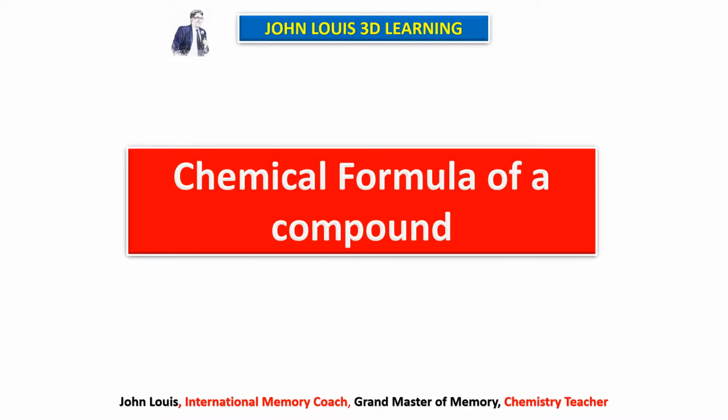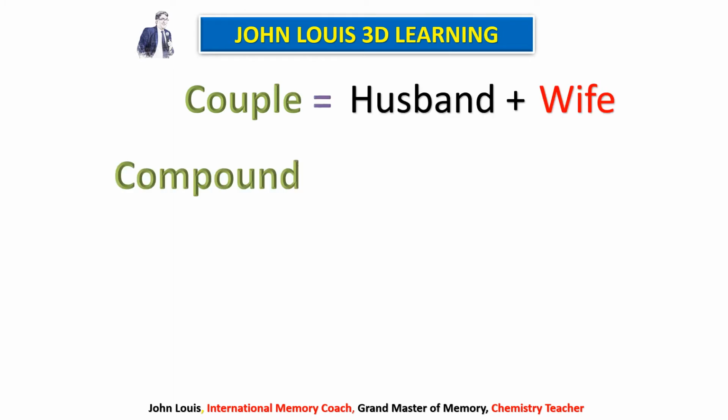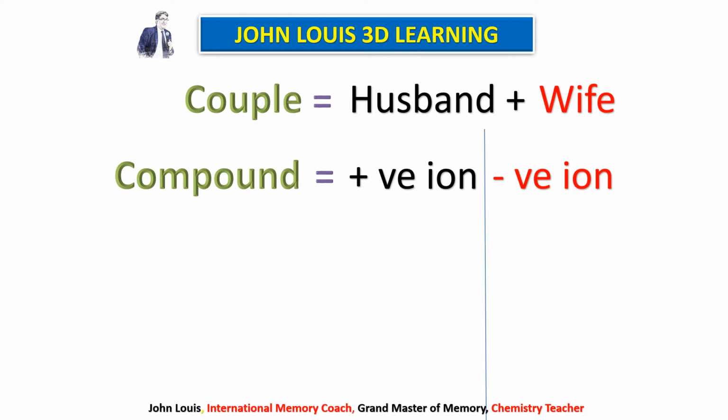Okay, first of all let's see chemical formula of a compound, how a compound forms. So a couple means what? Husband and wife. Similarly, a compound means positive ion and negative ion. So both should be together. So how we can identify positive ion and negative ion? Just by looking at the names of the ions, we can find out the ion is positive or negative.